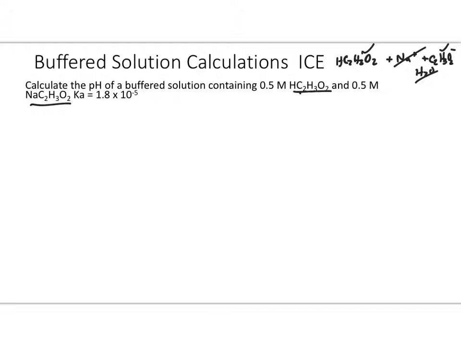Since they gave us Ka for this solution, let's look at this from the perspective of acid behavior. So we have our acetic acid, and we have our acetate, and we're going to have H plus here because, as I said, we're looking at it from the acid perspective. So we're going to treat this problem as a simple ICE problem, set up our ICE table and our equilibrium expression.